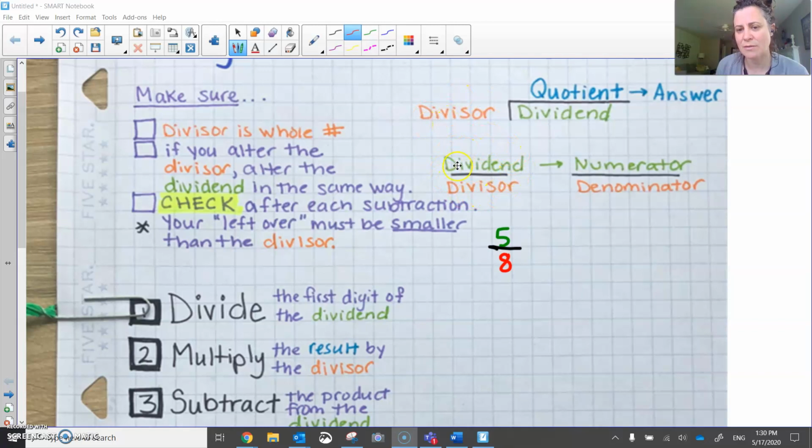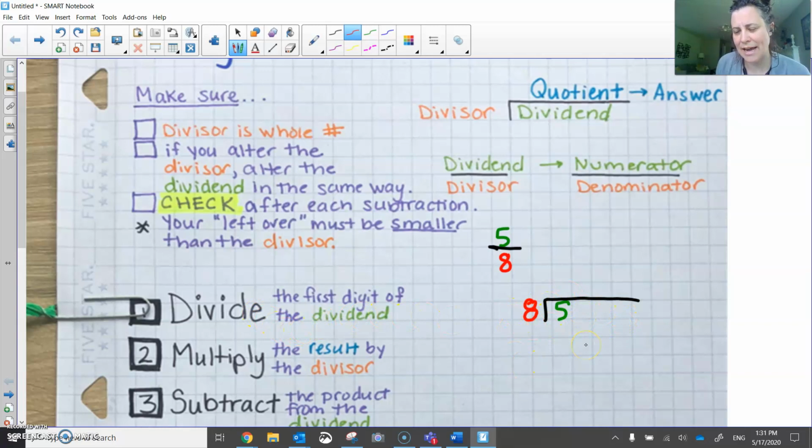So when it's in a fraction, the number on top, the numerator, that's the dividend, that goes on the inside, and the number on the bottom is the divisor, that one goes on the outside. The answer you get is called your quotient. So if we have a number like 5/8 and we're trying to turn 5/8 into a decimal, we're going to put the 5 on the inside, and we're going to put the 8 on the outside. And our first thing that we need to do is divide the 5 by 8.